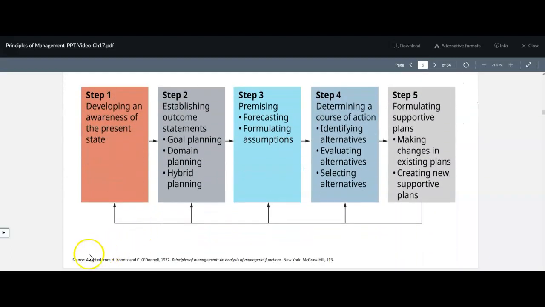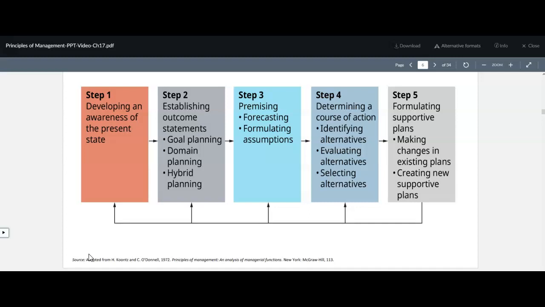But the planning process, here are the steps: developing an awareness of the present state, establishing outcome statements, so goals, and then step 3, premising, which is including forecasting and formulating assumptions. Step 4, determining a course of action, which includes identifying alternatives, evaluating those alternatives, and then selecting from those alternatives. And step 5 is formulating supportive plans and making changes in existing plans and creating new and supportive plans.